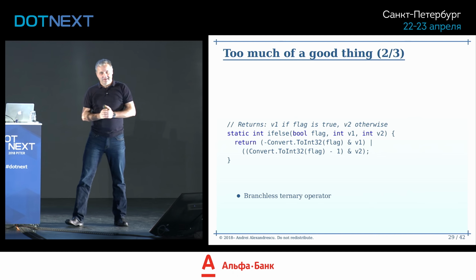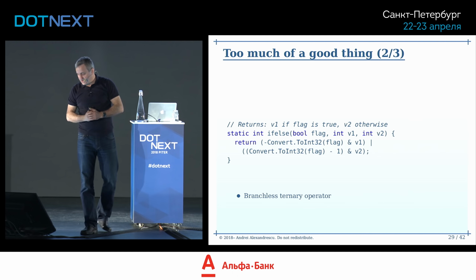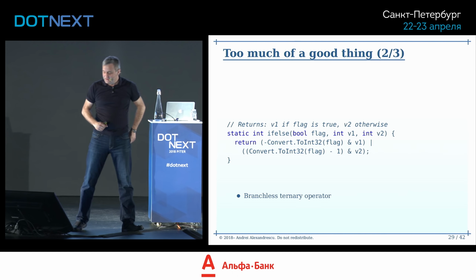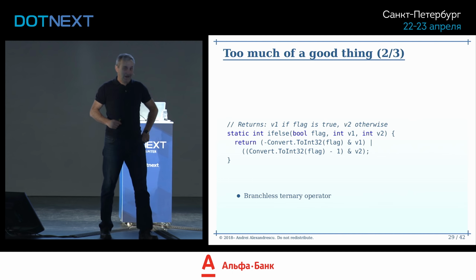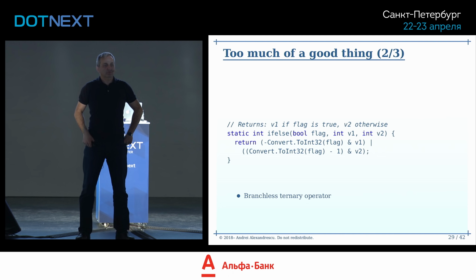Now, if the flag is 1, exactly as we discussed on the first branch, in the second case I'm going to have convert to int32 of 1, which is 1, minus 1 goes to 0, and the bottom line is toast, it's 0. And OR 0 means you get V1. Make sense?